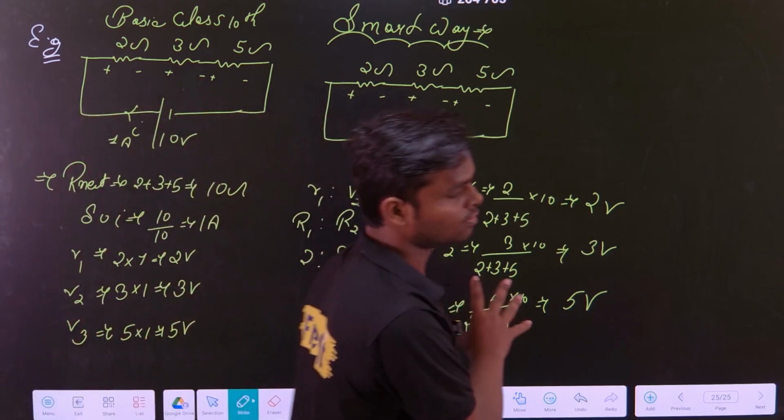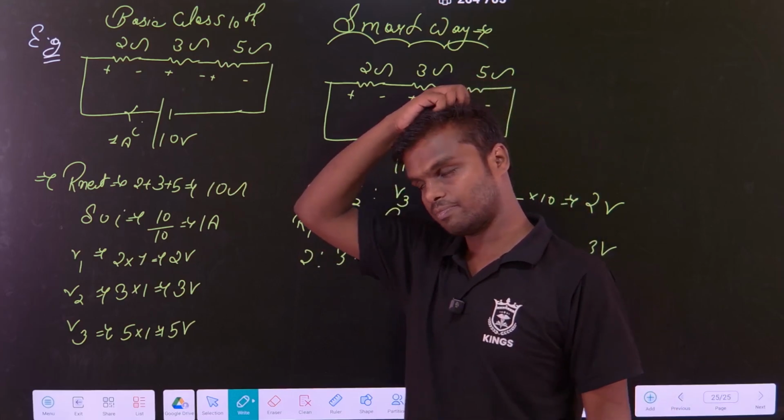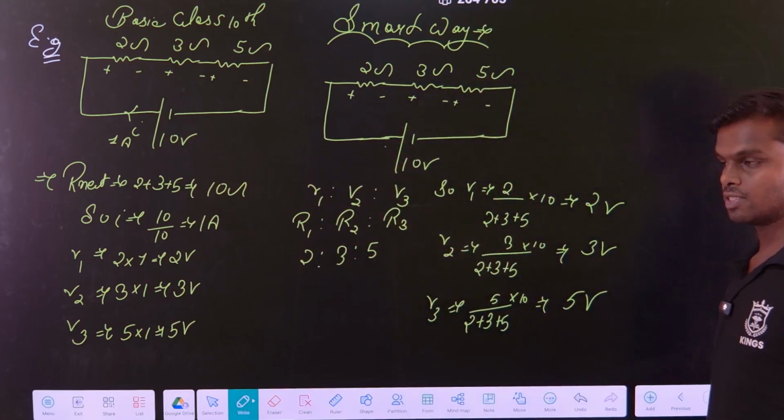I hope you understand the way how to calculate the potential if a series combination is given. Correct? Are you clear with this thing? Okay.